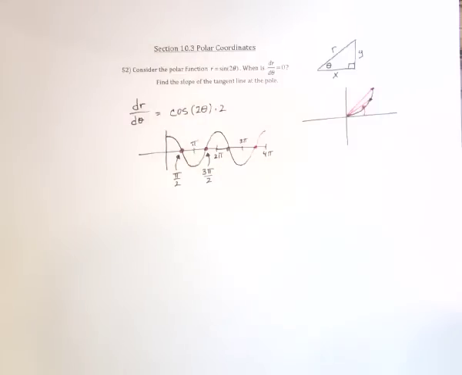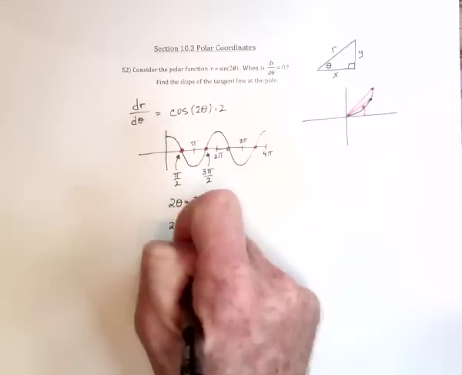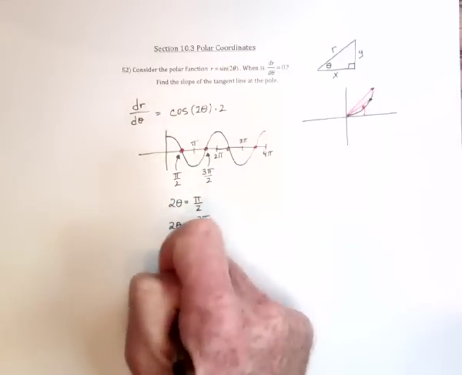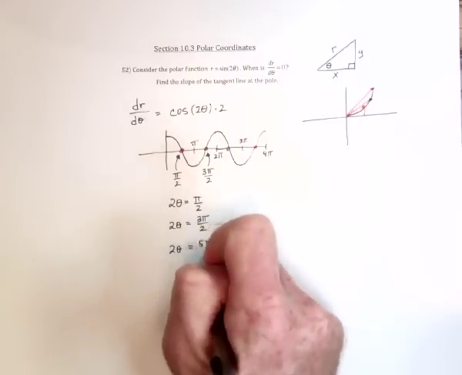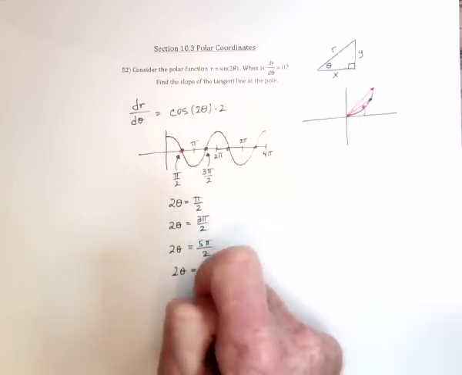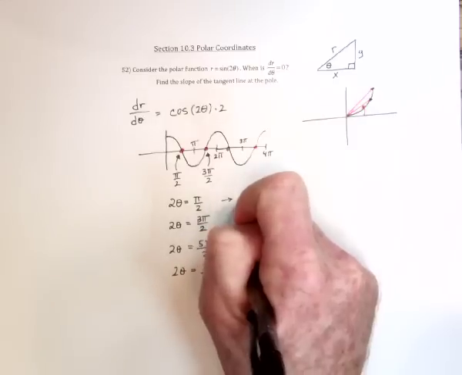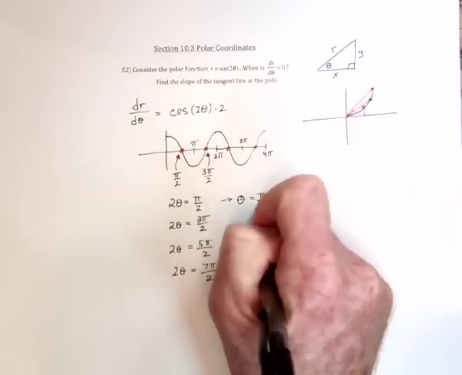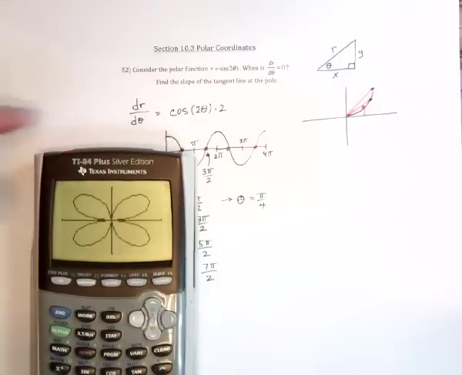So we would have 2 theta can equal pi over 2. 2 theta can equal 3 pi over 2. 2 theta, the next one right here would be 5 pi over 2. And then 2 theta, this last one would be 7 pi over 2. Then divide all of those by 2, so we would have theta is pi over 4, at which point I should check and make sure that this makes sense. So if you trace and go to pi over 4, does the derivative equal 0 there?